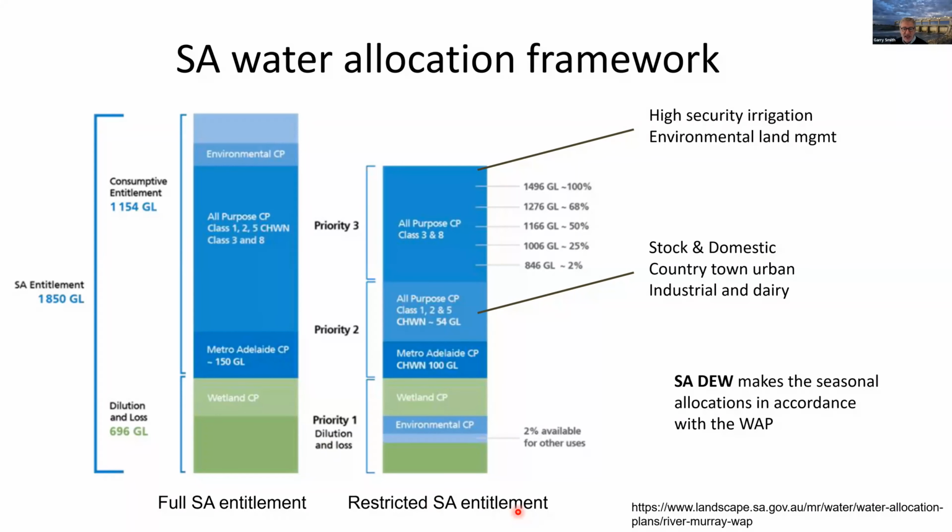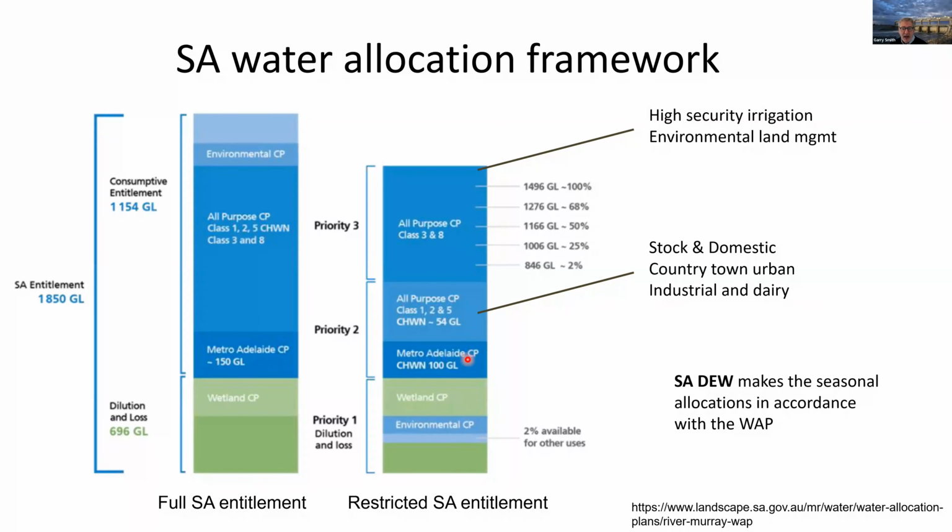If there are restrictions on the South Australian entitlement due to dry conditions, in the relatively rare years when it can't be met, or if it's not fully available at the start of the year, this is the schema that South Australia follows. Again, you've got those dilution and losses, and some small portions allocated to environment, wetlands, and dilution and loss flows. A reduced amount is available to Metro Adelaide instead of 150 GL, and obviously these are the periods when they'll be thinking about the role and use of their desal plant.